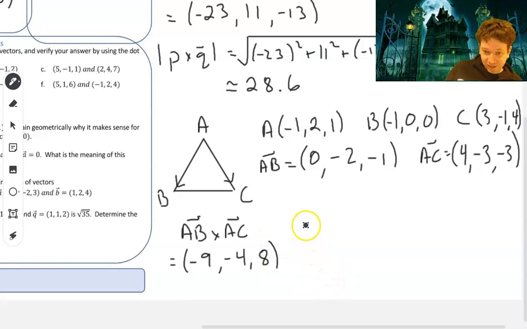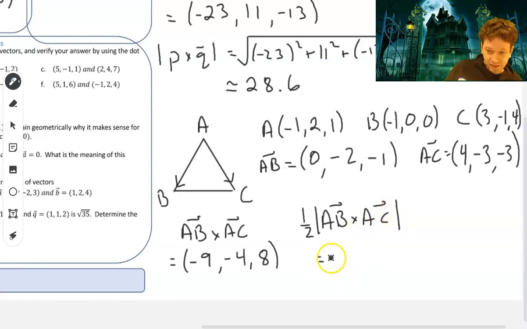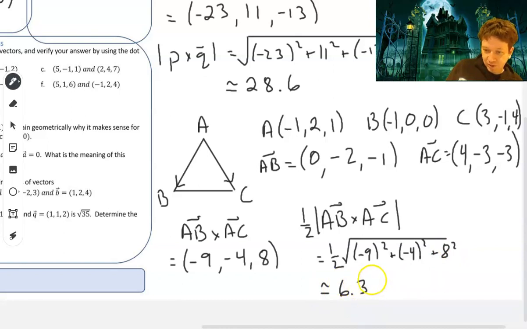Now the area of that triangle is half the area of a parallelogram, so it's half the magnitude of AB cross AC, which is half of the square root of -9 squared plus -4 squared plus 8 squared, which is approximately equal to 6.34 square units. And that's it for the cross product. Tomorrow's lesson we'll do applications of both dot and cross products.